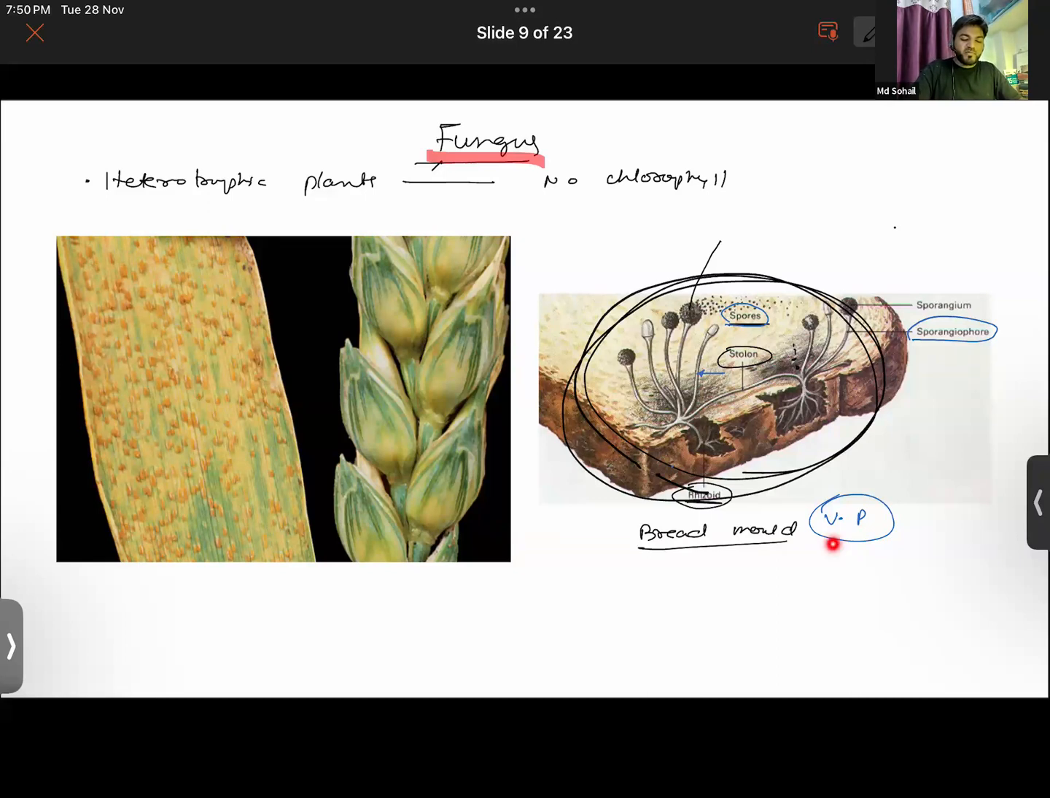Vegetative propagation is what? Vegetative propagation is an asexual mode of reproduction in plants. In plants too, we see there are two modes of reproduction: one is asexual, the other is sexual reproduction. In sexual reproduction, there is involvement of seeds and pollination of the flower.